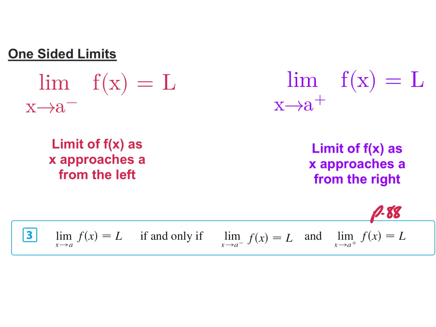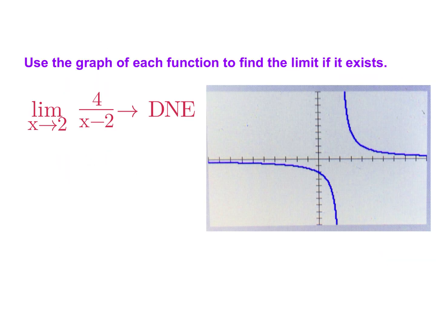Whether you want to take a picture of that or screenshot it from page 88, I don't care. But what this is really saying is the limit of a function as x approaches a exists and equals L if and only if, meaning both of these must be true, the left-hand limit must equal L and the right-hand limit must equal L. Here's the example that we just talked about for the graph and why it's important.